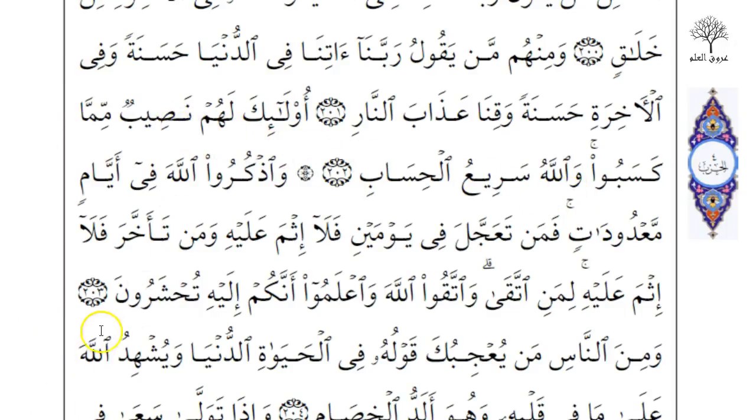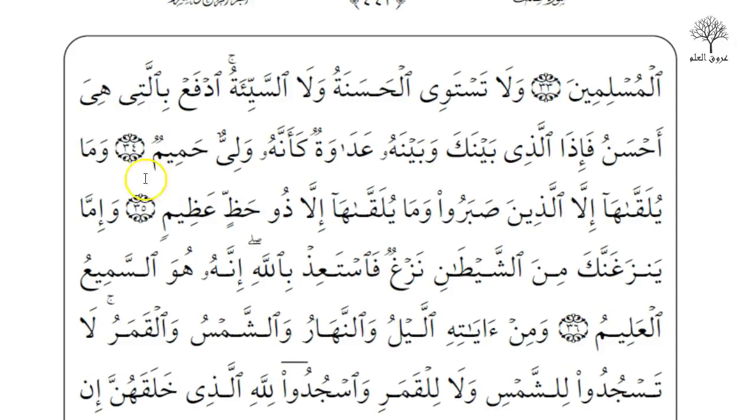Now let's look at the word hadh being used. Allah says, وَمَا يُلَقَّاهَا إِلَّا الَّذِينَ صَبَرُوا وَمَا يُلَقَّاهَا إِلَّا ذُو حَظٍّ عَظِيمٍ. So those with patience are the only ones that will receive this. وَمَا يُلَقَّاهَا إِلَّا ذُو حَظٍّ عَظِيمٍ. And only those who possess a great portion will receive this.